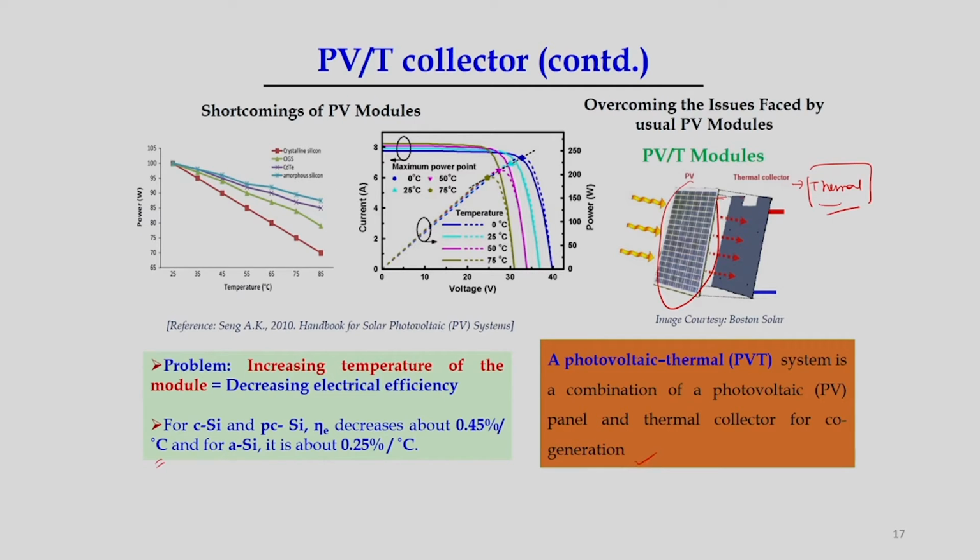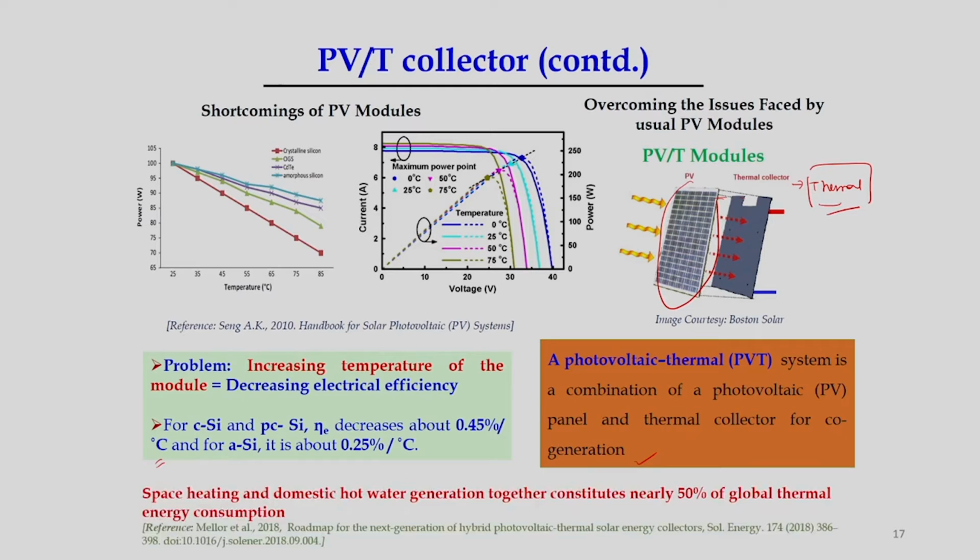So, by doing this, what can we get? We can get improved electrical efficiency as well as some useful heat gain which can be applied for different applications. For example, space heating and domestic hot water generation together constitute nearly 50% of global thermal energy consumption. So, if we can make this kind of arrangement, we can of course contribute to providing hot water by using the same PV technology, if we insert one channel just beneath the PV module.